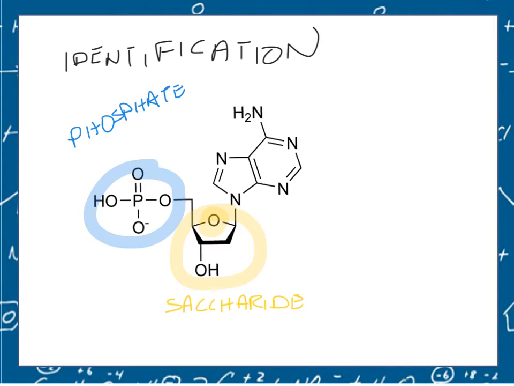The last part is what we call a nitrogenous base. I want to get a different color there because this is a different part. And it's going to have an amine in it.